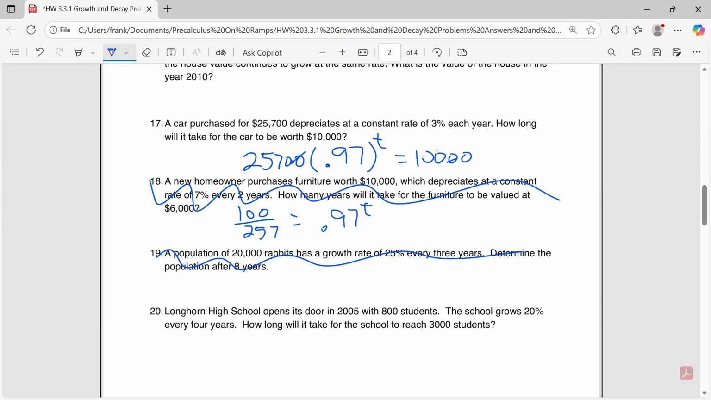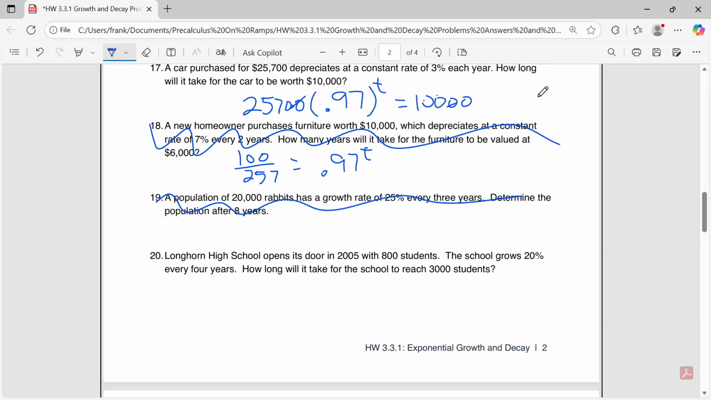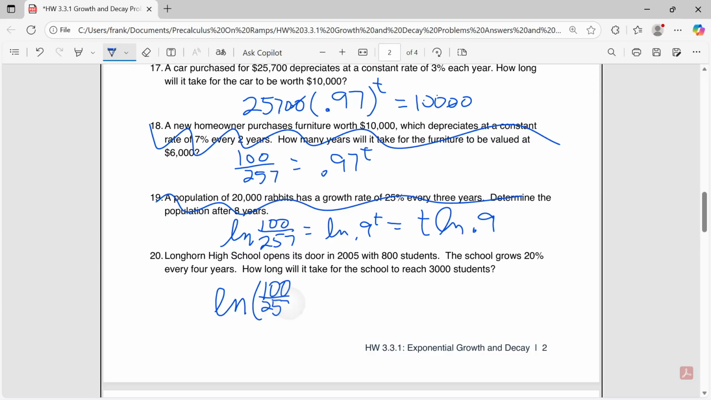0.97 to the t. Now, I need something so I can get that t not to be a power. Log to the rescue. You can use any base log you want. I'm going to use natural log. Natural log of 100 divided by 257 equals natural log of 0.97 to the t. And then I can put that t out in front, equals t times natural log of 0.97. And so then it's going to be the natural log of 100 divided by 257 divided by natural log of 0.97, and that equals t.